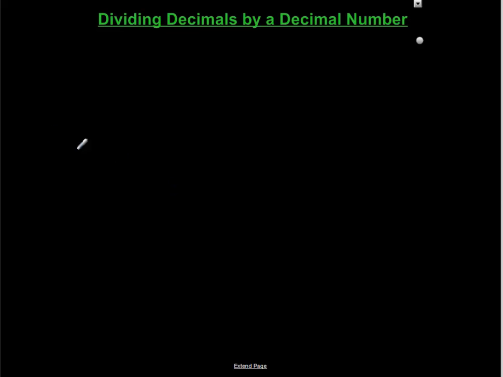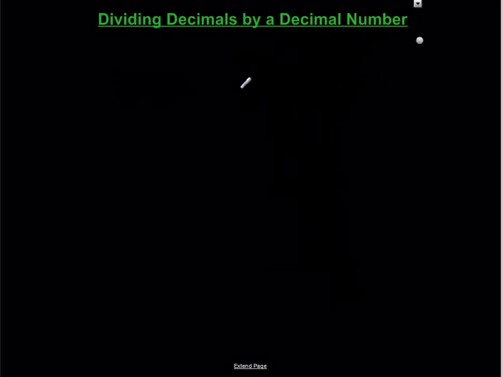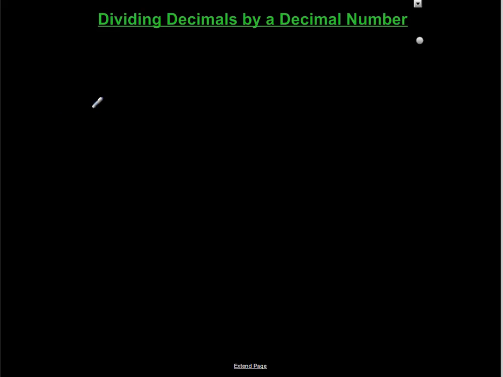First thing I want to do is apologize for the first tutorial I did, dividing decimals by a whole number. I misspelt number. I forgot the B, and it was like a whole numer. Just in case you were wondering, it is actually a number that we're dealing with, not a numer. So let's move on to now dividing decimals by a decimal number. And I've corrected the spelling.